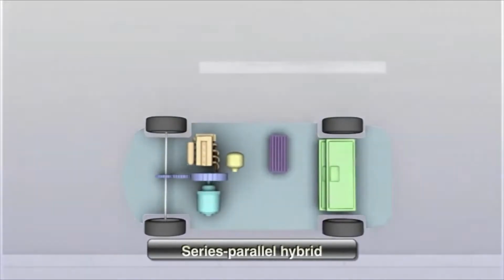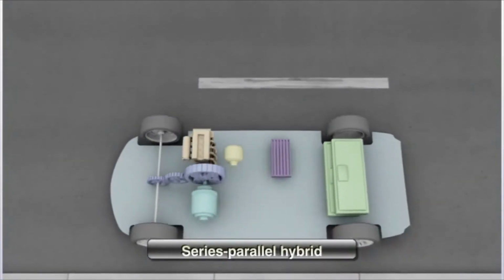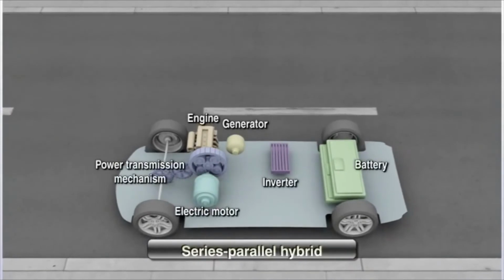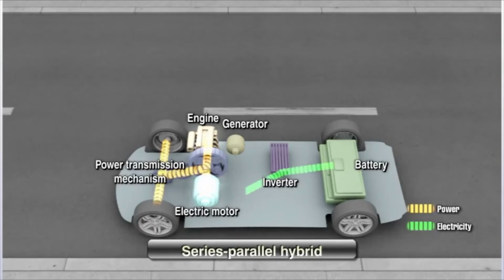The series parallel system merges the series and the parallel drivetrains into one design. While the car is driven by both the engine and the motor, it is also equipped with a generator. This allows the batteries to store the power produced by the engine.